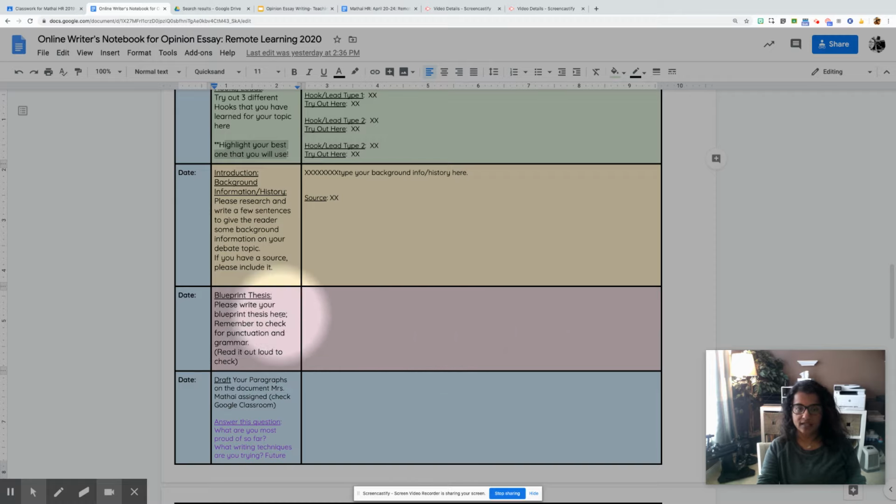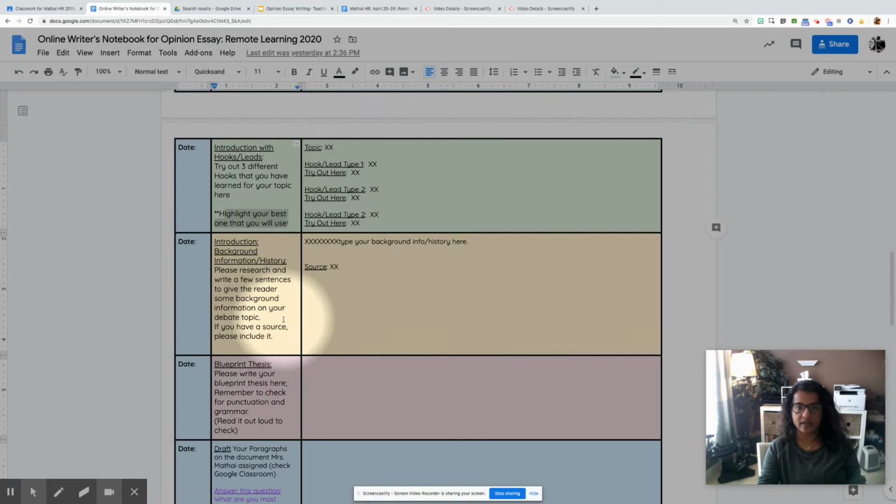And ladies and gentlemen, if you have done this, and this, the hook, the background info, the blueprint, congratulations. You have pretty much just written your introduction paragraph. Woohoo! So this is going to make your drafting life so much easier because you've done all of this and tried it out. You'll just probably copy and paste into your draft next week.